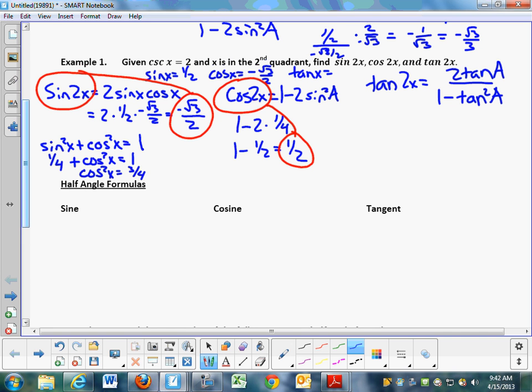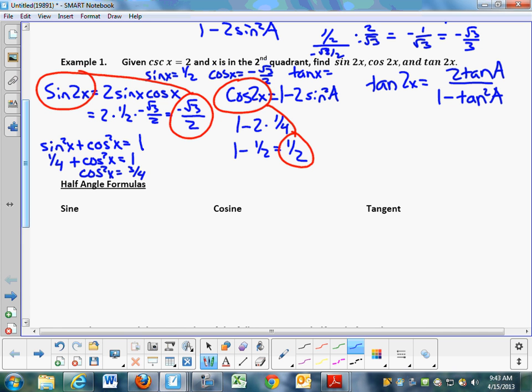Twos cancel. 1 over negative square root of 3. Can I just show you guys a shortcut? Okay. Yes. Right here. Cosecant is 2, so sine is 1/2.